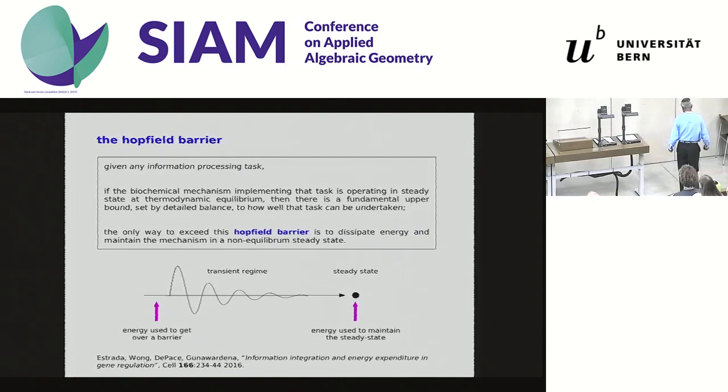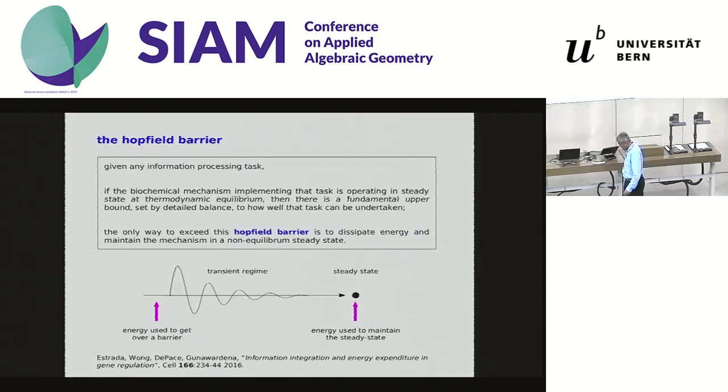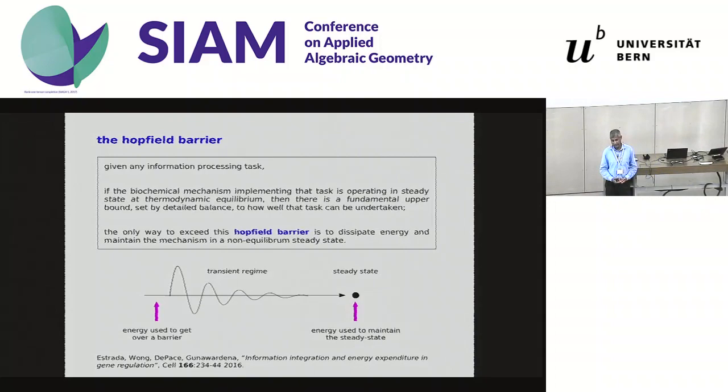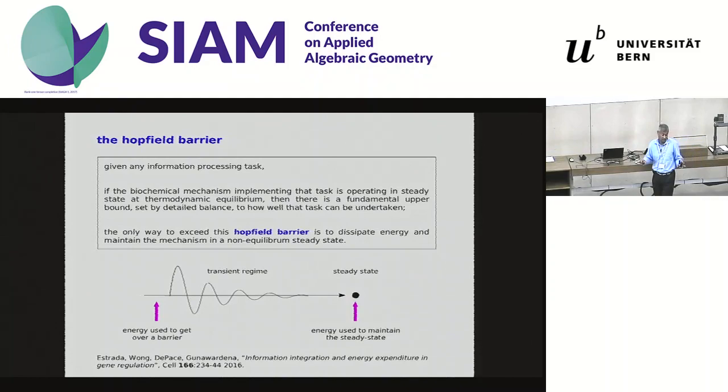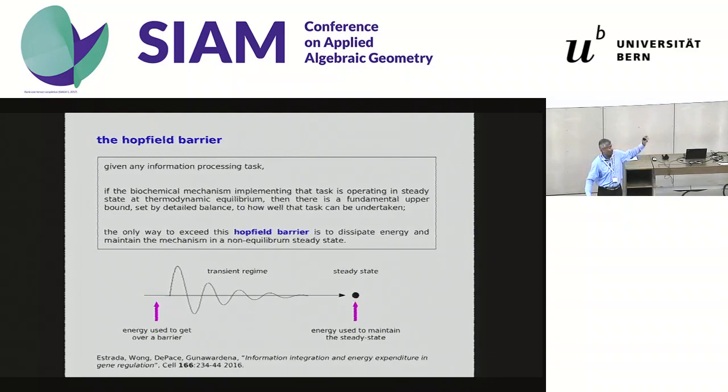And this is this idea of the Hopfield barrier, which I've tried to write down here. I think this is what's at work in any cellular information processing, that if the mechanism that's undertaking it is operating at thermodynamic equilibrium, there's a limit to how well it can achieve this. And the only way to get past this limit, what we call the Hopfield barrier, is to take the system away from equilibrium, maintain it away from equilibrium, and then, in principle, you can do, as Hopfield showed, as good as you want.